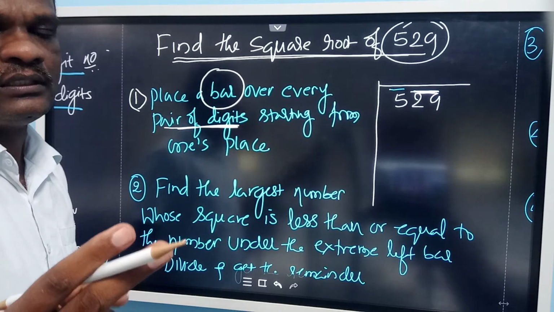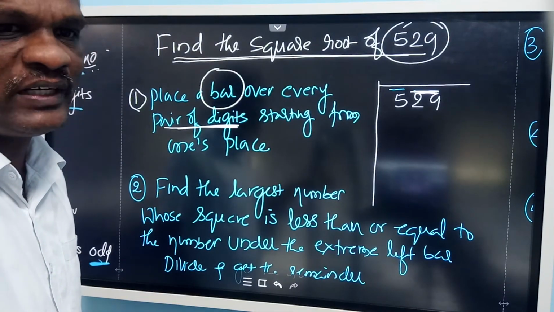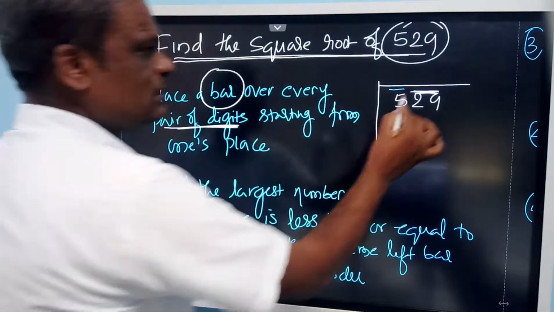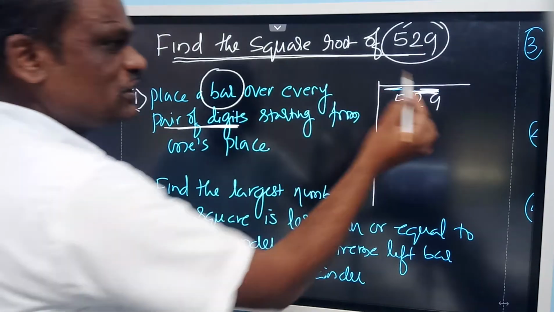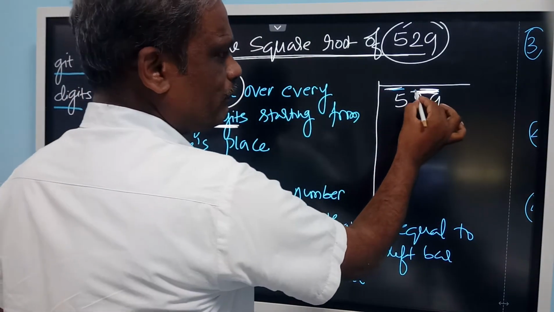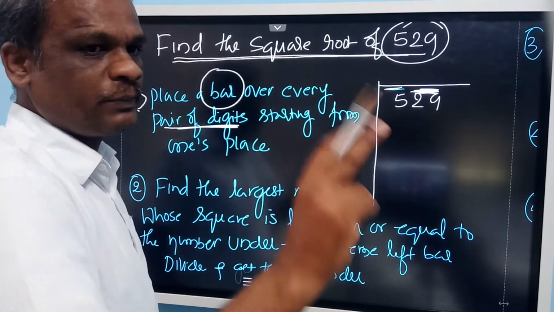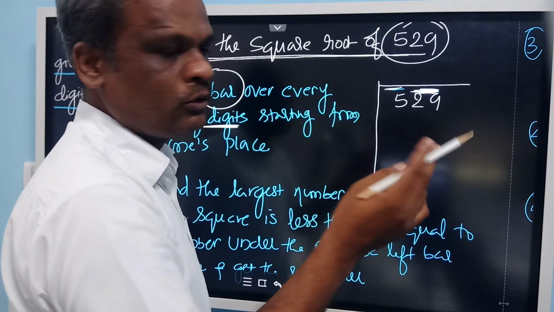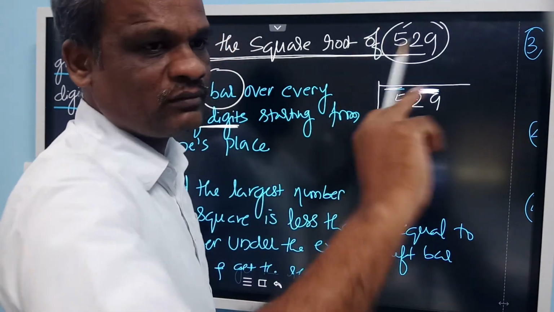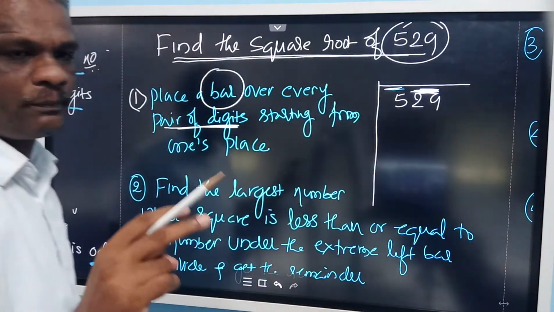As I told you, suppose a square number has 2 digits, then the square root will be half of that. That is why we are pairing up. Starting from the units place, make a group of 2 digits. Units and tens place, one group. Then hundreds and thousands, one group. Like that, every digit has to be paired up.